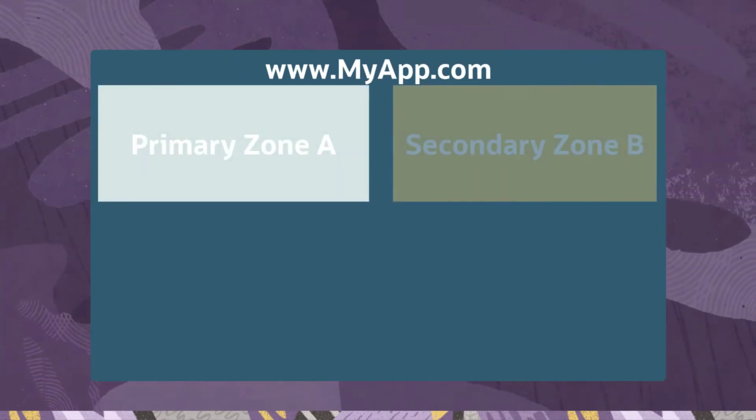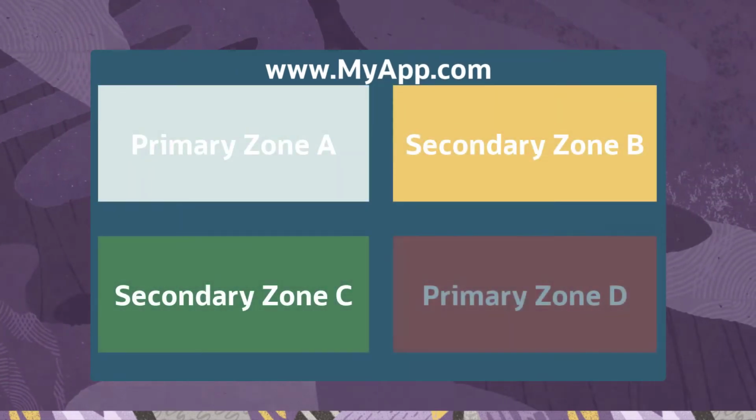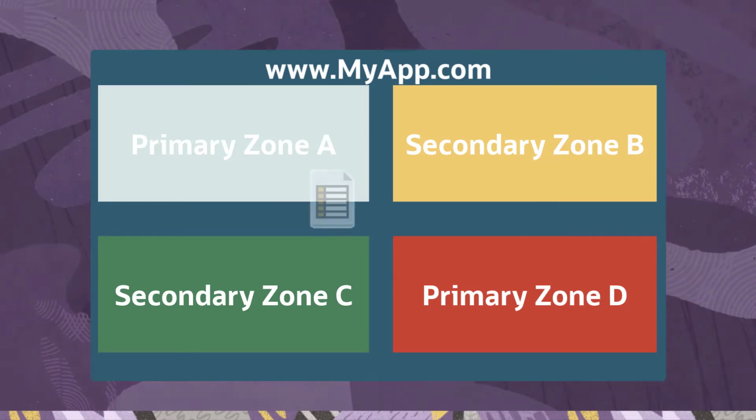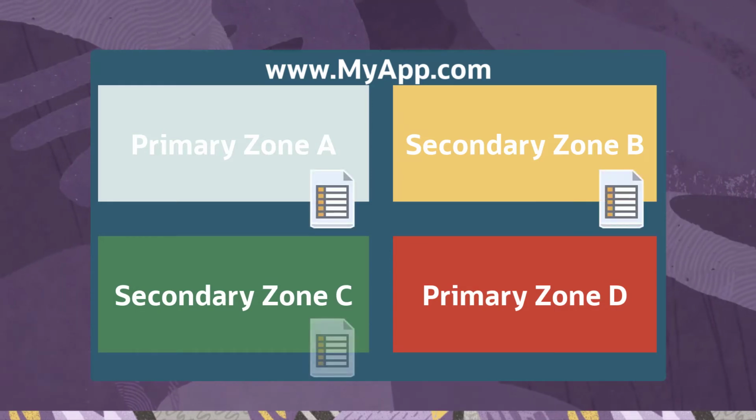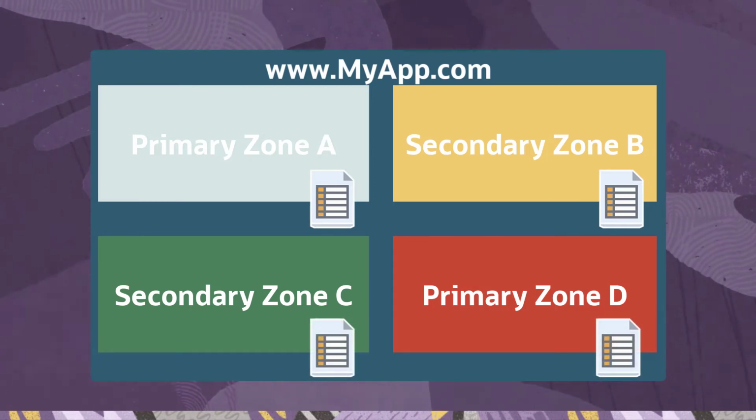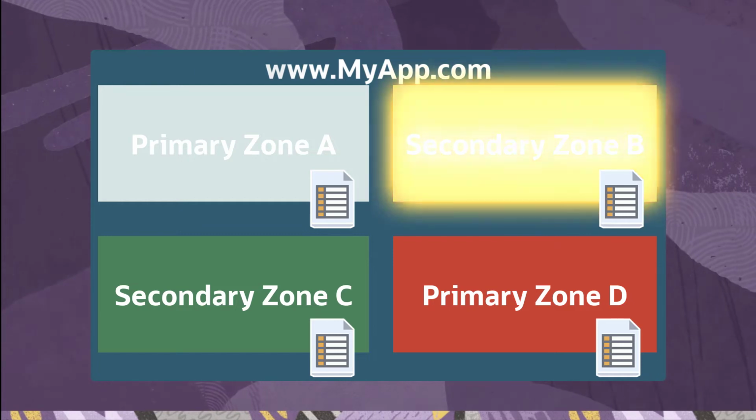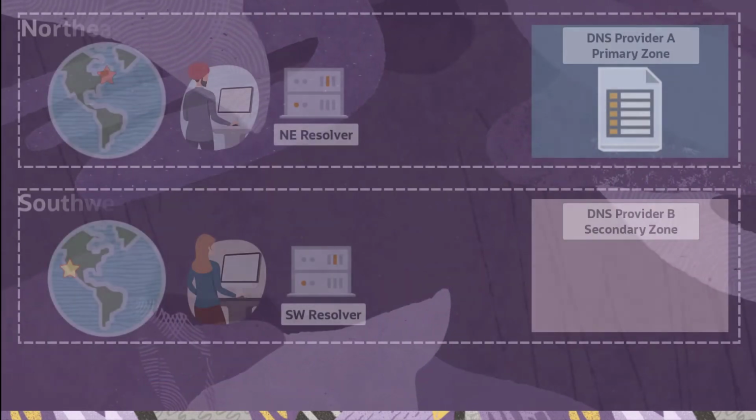A DNS namespace is divided into zones. You can create primary or secondary DNS zones. A zone contains records that are returned in responses to queries. Each zone and its records can be managed independently of the others in the namespace.